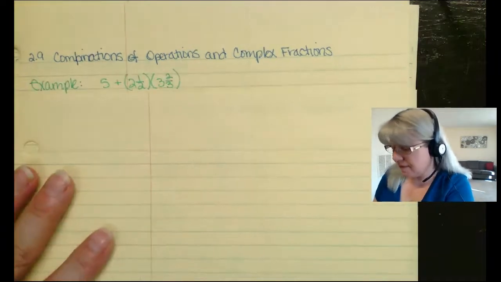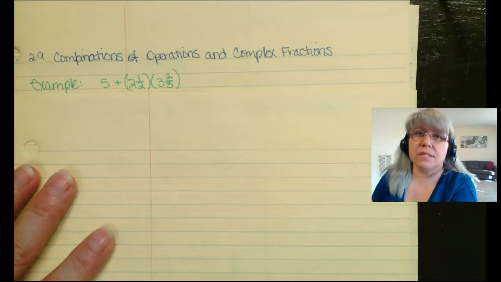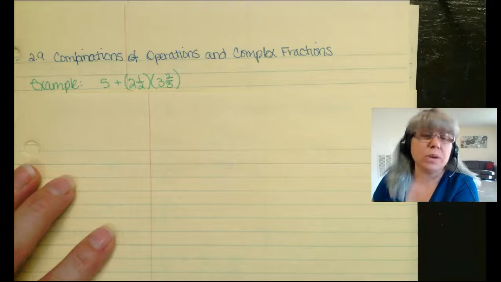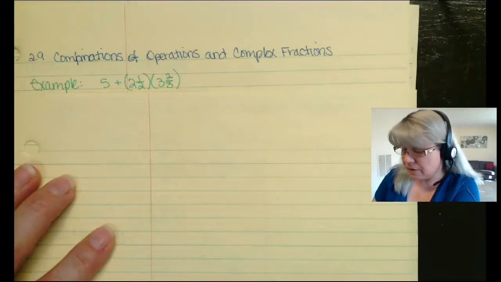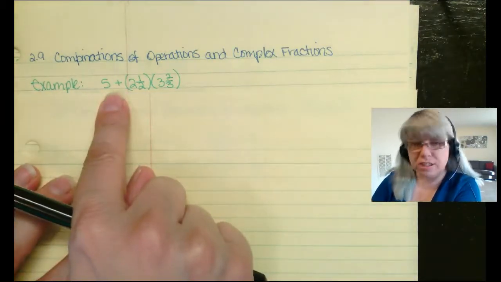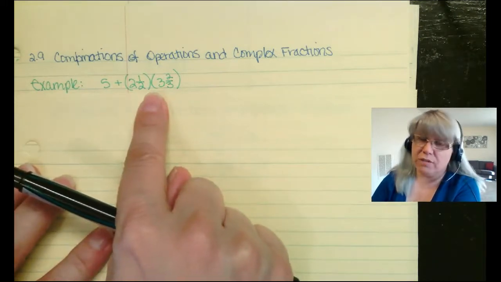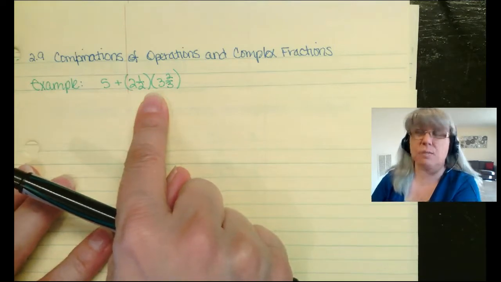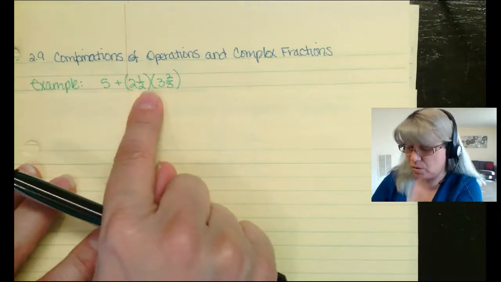For example, let's take 5 plus 2 1/2 times 3 2/3. First thing you want to do when you evaluate a complex problem like this is figure out what operations you need to perform. The first operation is addition and the second is multiplication. Then you need to follow your order of operation rules to be able to get the expected outcome. So addition, multiplication comes first.